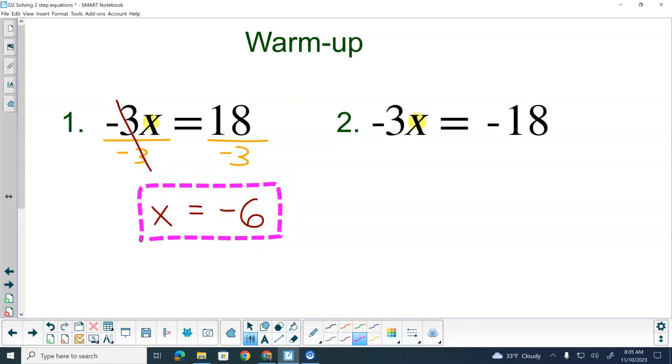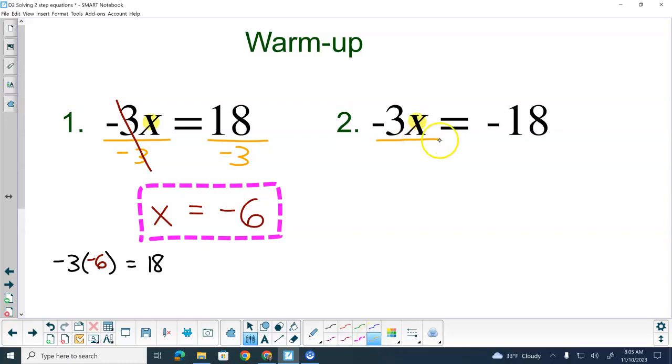How do we check our work? And then hopefully in the end we get +18. So if I put in -6 into this equation, negative times a negative is a positive, so that part's good. And 3 times 6 is 18. So it does work out. Okay? All right.